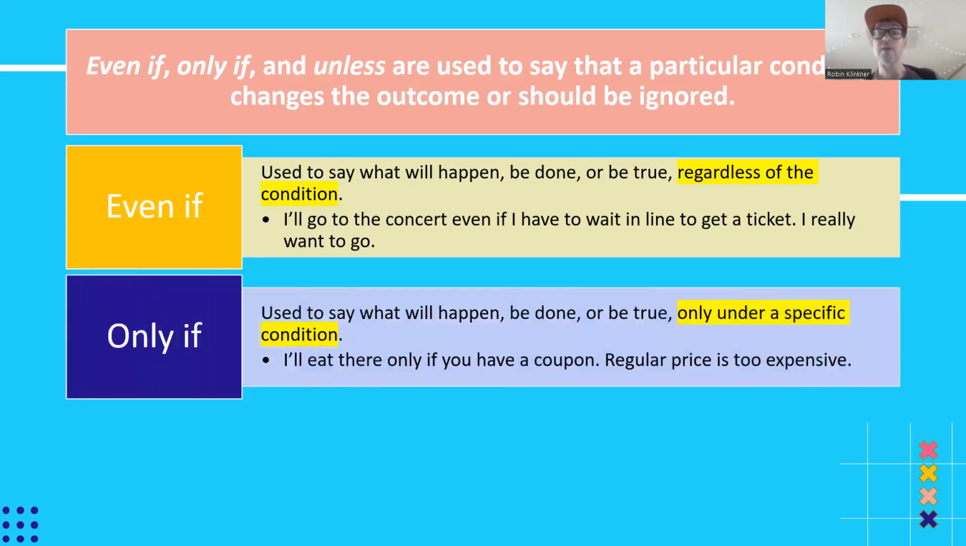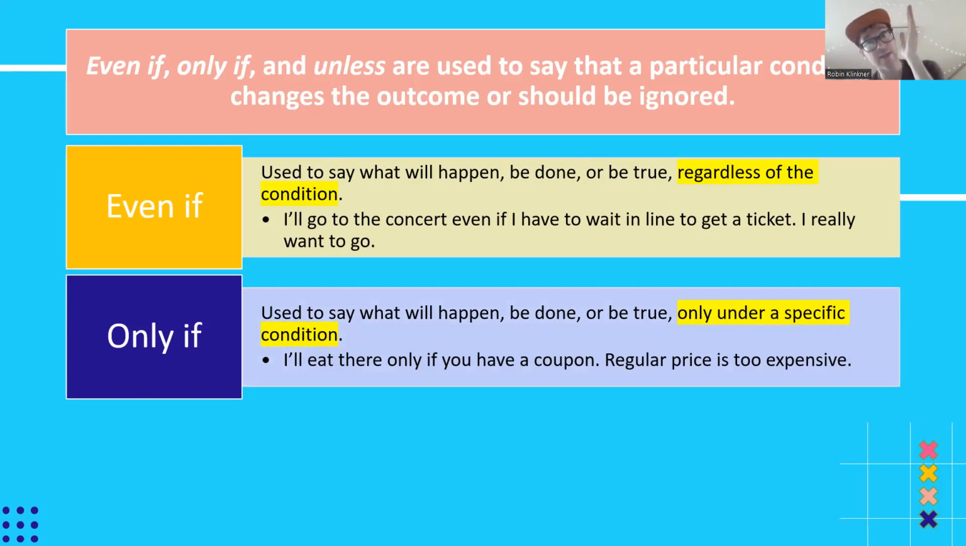Only if. Now, this is used to say what will happen, be done, or be true only under a specific condition. So a specific condition must be true. I'll eat there only if you have a coupon. You have a coupon is the condition because it follows if. I'll eat there only if you have a coupon. Regular price is too expensive.